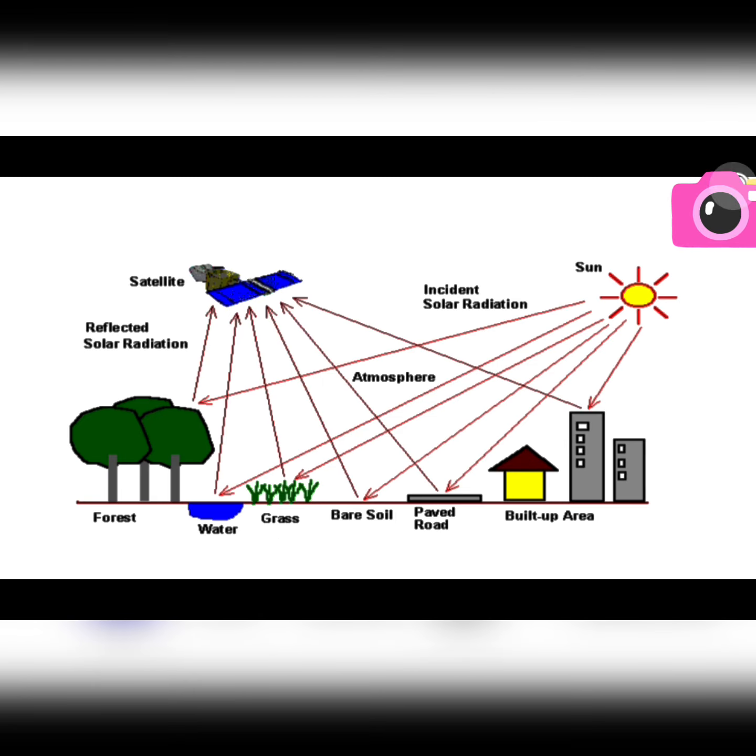Next one is the diagram that you can see. In this diagram, as you can see, the sun is the source of energy, and from that the energy is derived and scattered on forest, water, grass, bare soil, paved road, and built up area, and much more. From these, the energy is reflected back to the satellite, and that is how remote sensing works. And through this, the image is received from the satellite through various sensors.